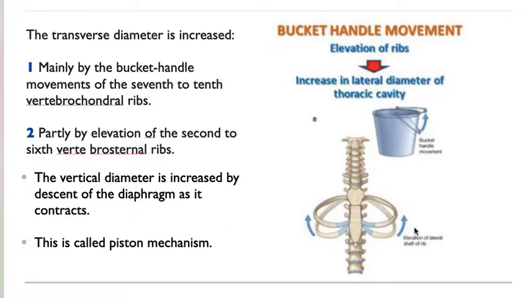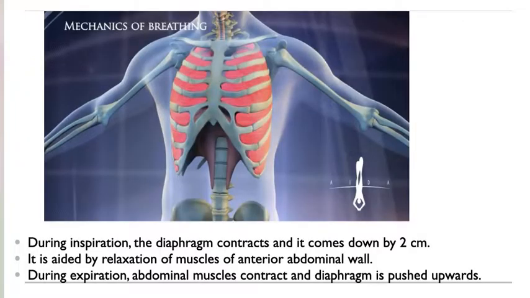The vertical diameter is increased by the descent of the diaphragm as it contracts. This is called the piston mechanism. So bucket handle movement causes the increase in the lateral diameter of the thoracic cavity by the elevation of the 7th to 10th vertebrochondral ribs. Also, the vertical diameter is increased by the descent of the diaphragm, and this is called the piston mechanism, right?